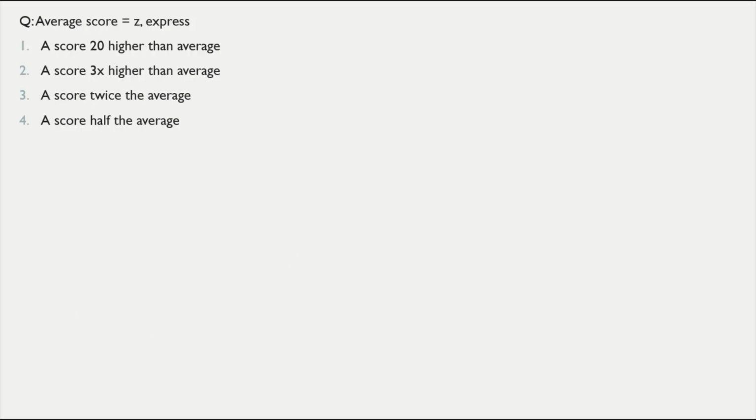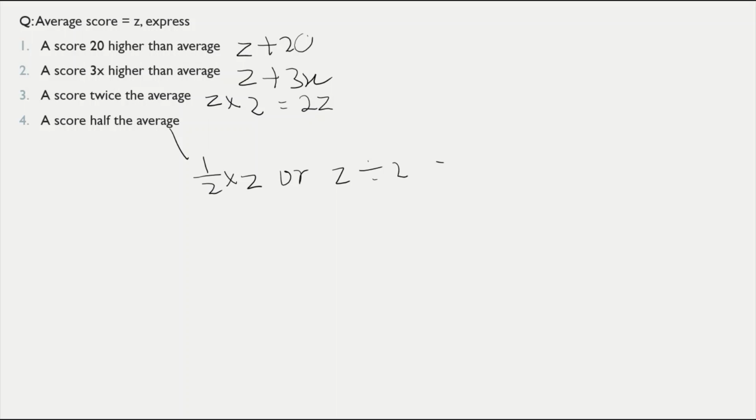So given that the average score is C, express a score 20 higher than average. C plus 20. And this would be C plus 3x. A score twice the average would be Z times 2, which is 2Z. A score half the average, 1 over 2 times Z, or Z divided by 2, which gives you Z over 2.